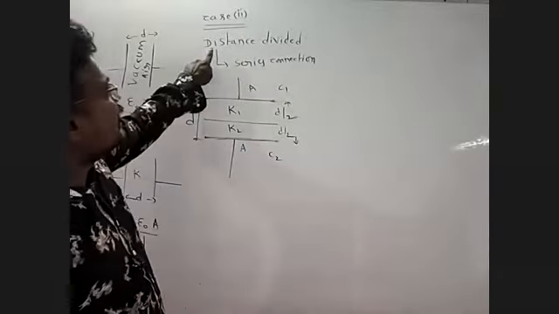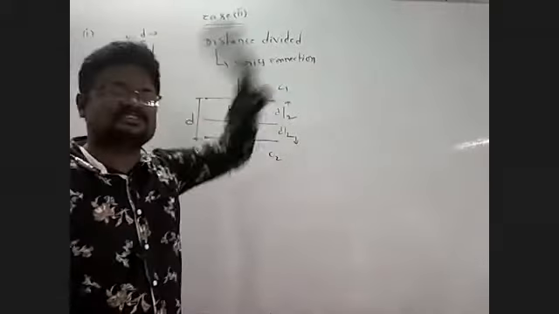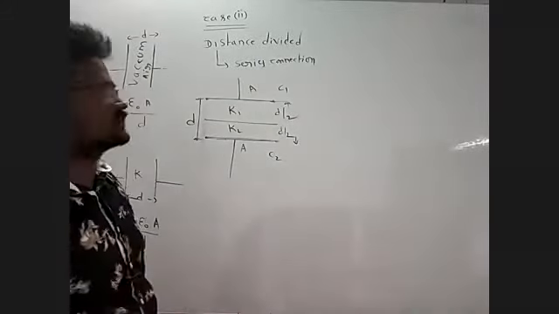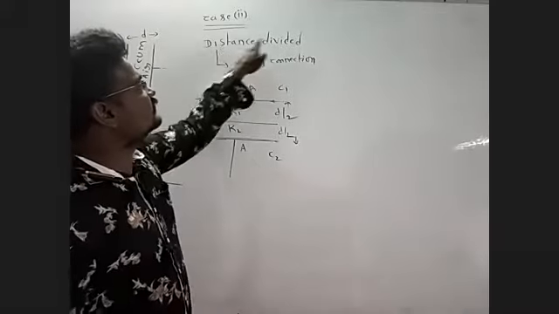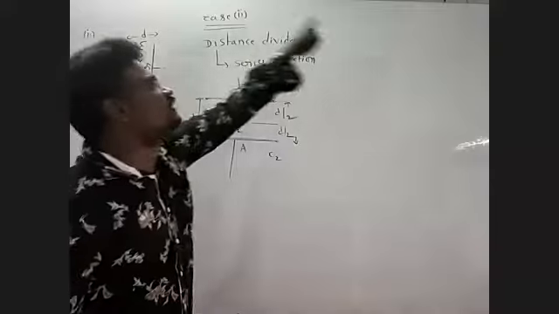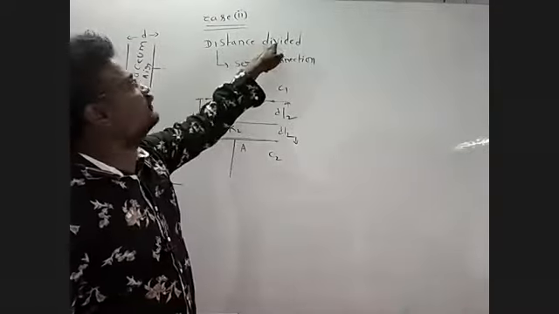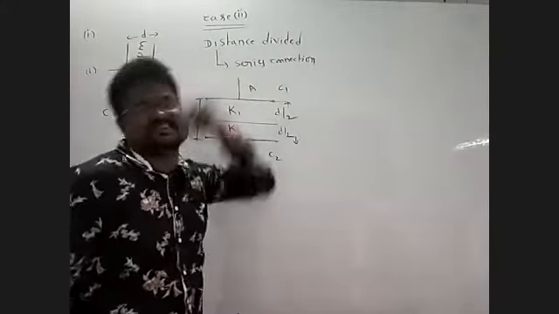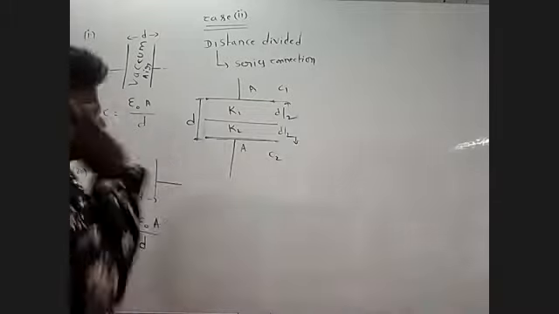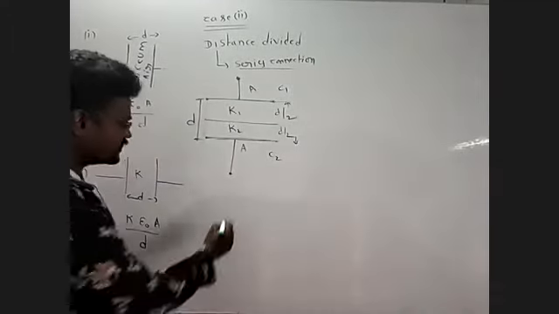Already I told you, when distance is divided into two parts, two capacitors are connected in series. Suppose this D is divided into three parts, then three capacitors are connected in series. Suppose the distance is divided into a number of parts, then that number of capacitors are connected in series. Keep this point in mind. Here, how many capacitors do we have? Two capacitors are in series.